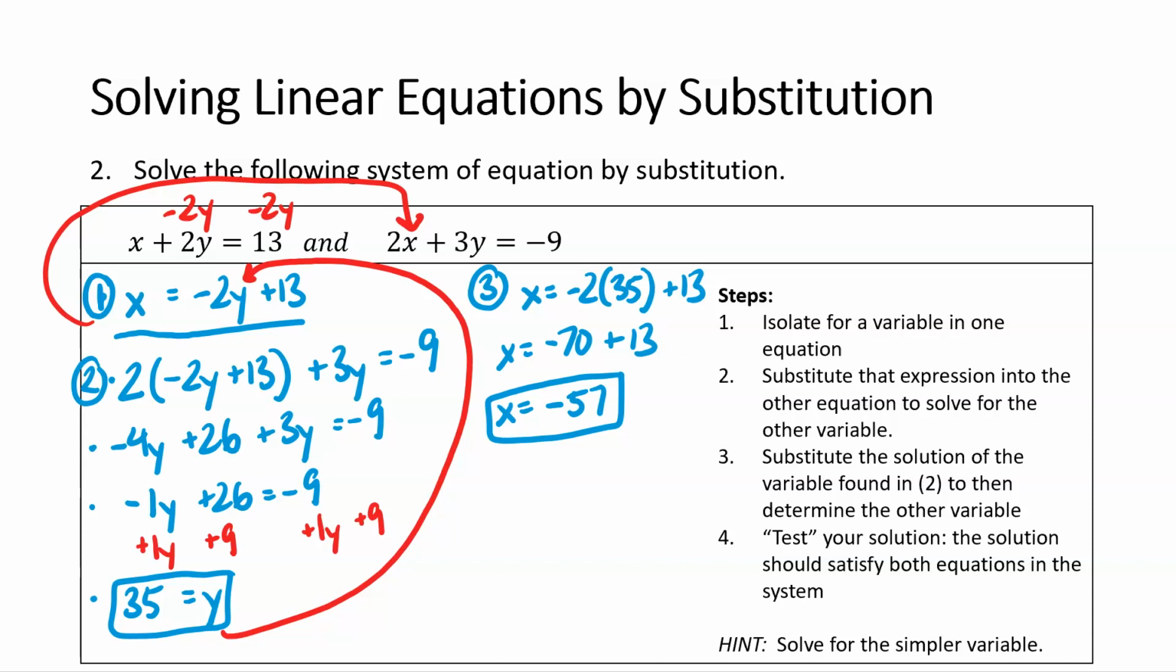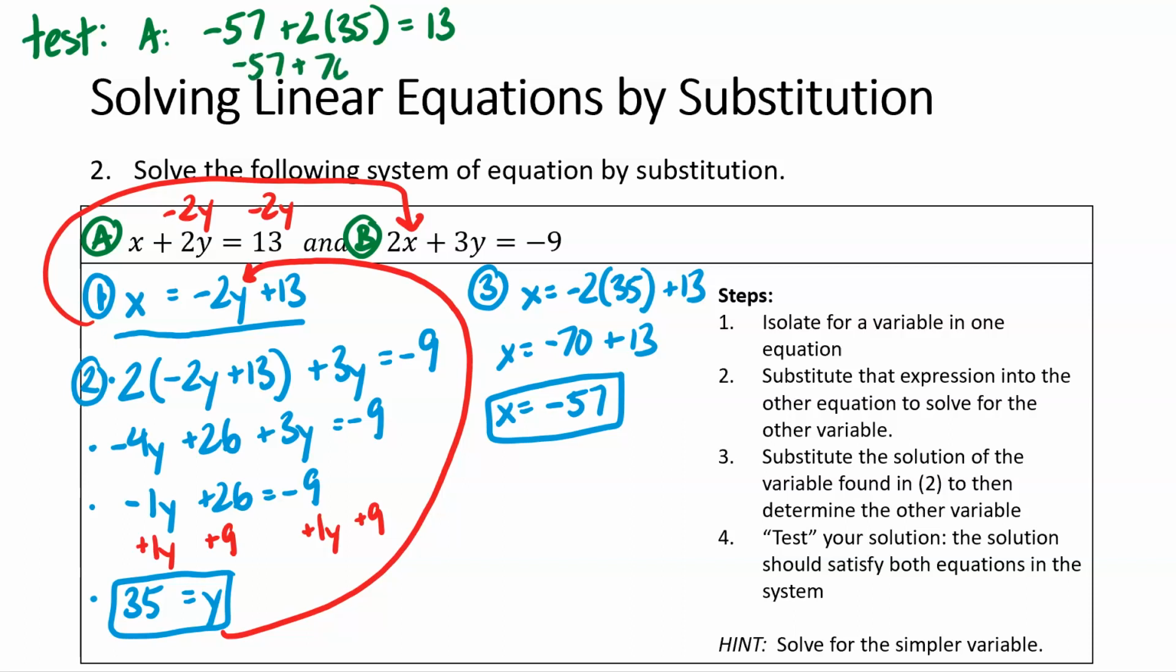We need to test this out. So let's test. We have equation A and equation B. For equation A, I'm sticking in those x and y values that we found into the equation and making sure that equation holds true. So x, which is -57, plus 2 times y, which is 35, does that equal 13? So we have -57 plus 70, does that equal 13? Well, yes, it does. -57 plus 70 is 13. That's true.